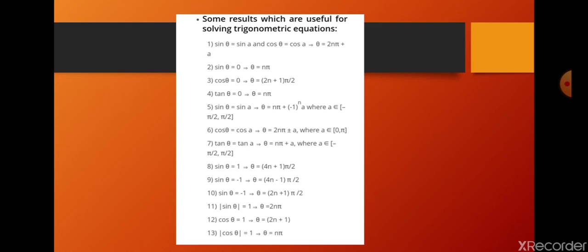Modulus of sin theta equals 1, that means theta can take the values (2n plus 1) into pi by 2. Cos theta equals 1, that implies theta can take the values 2n pi. Modulus of cos theta equals 1, that means theta equals n pi.